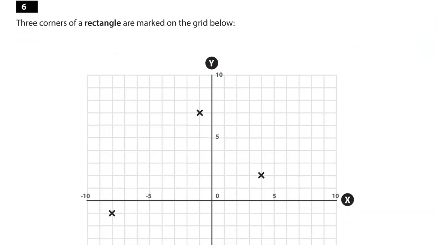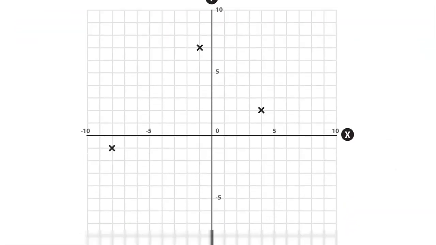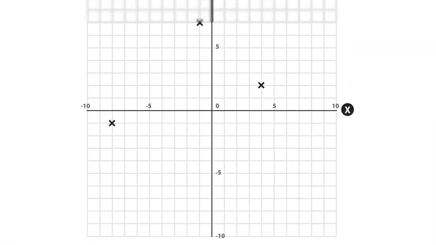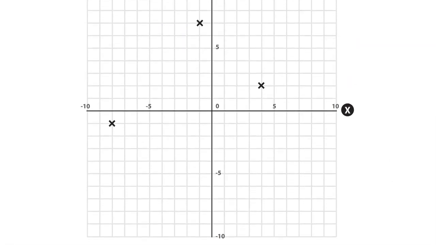Three corners of a rectangle are marked on the grid below. What are the coordinates of the fourth corner? Write the answer in the box below. So we've got these given so far.